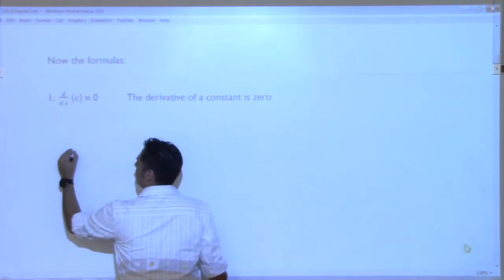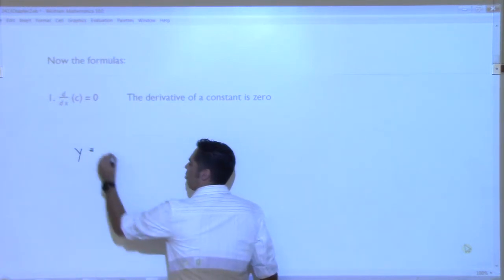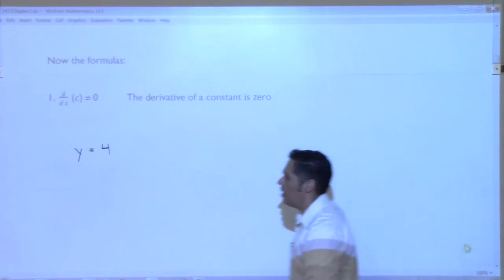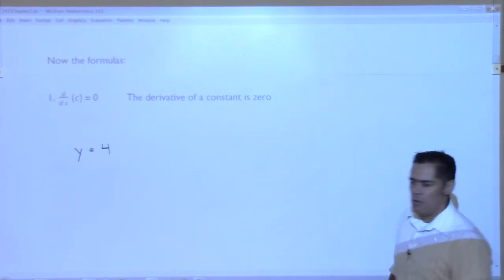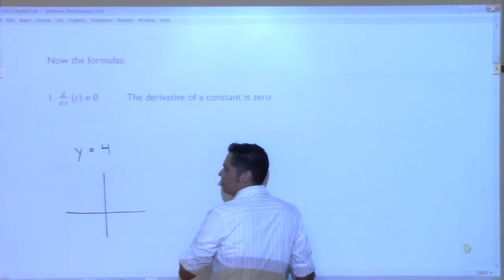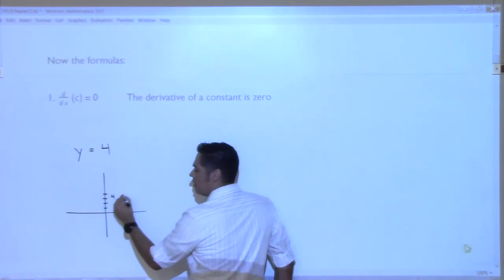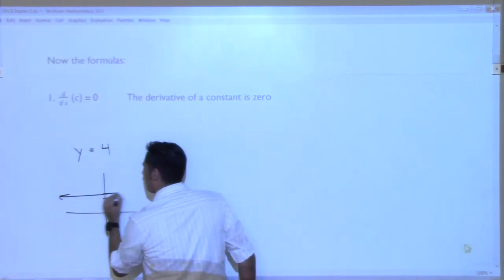Here's an example. I'm going to define a function y equals, somebody give me a constant. 4, okay? I heard 4, yes? Okay, so if I asked you to graph that, what would it look like? A line? What kind of line? Straight line, yes. Horizontal line. 1, 2, 3, 4. We go up 4 units, right? We would draw a line like this.